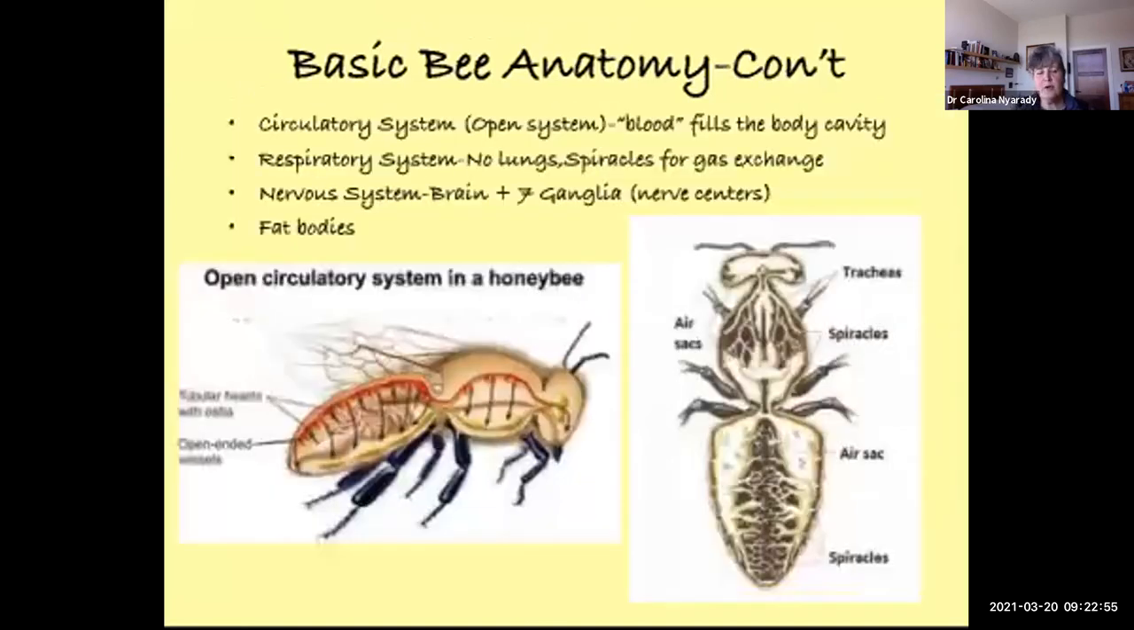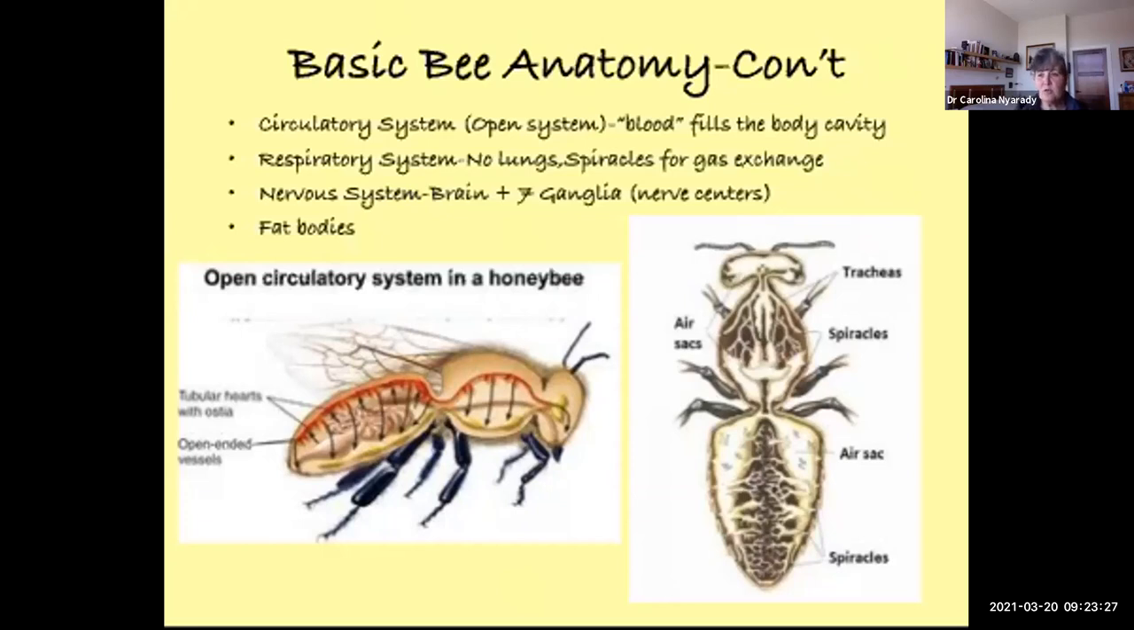So when we continue on, they also have a circulatory system, a little different than what we're familiar with. They have an open circulatory system, and their version of blood is called hemolymph, and it travels within the open cavity of the bee themselves, but just be aware that they do have a circulatory system. They have multiple hearts along this system to help move this fluid along throughout their body.